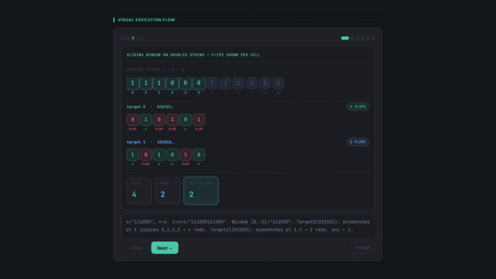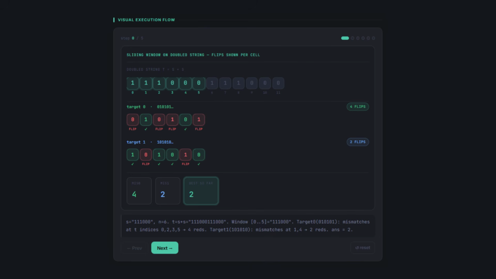Our original string is 1111000. The length of the string is 6. After duplicating the string, we get 1111000111000. We begin with the first window, which covers the first 6 characters. That window is 111100. Now we compare this window with the alternating pattern that starts with 0, which is 010101. When we compare position by position, we see mismatches at 4 positions. That means 4 flips would be needed to convert this window into that pattern.